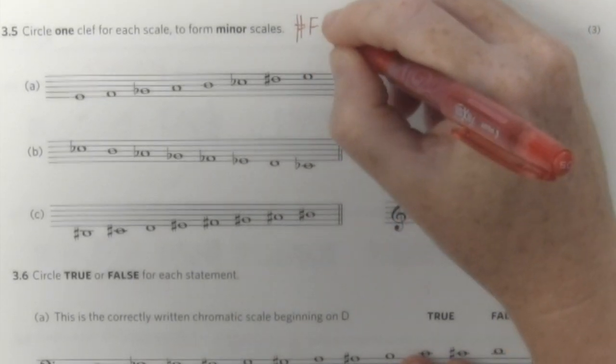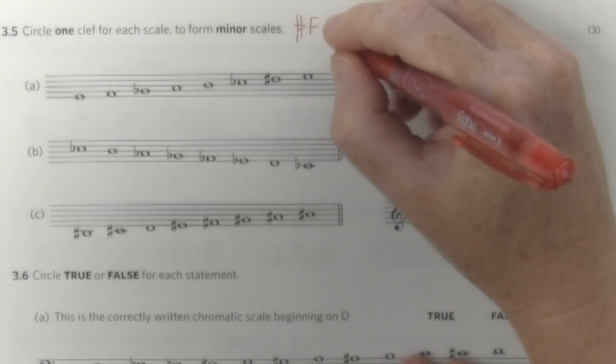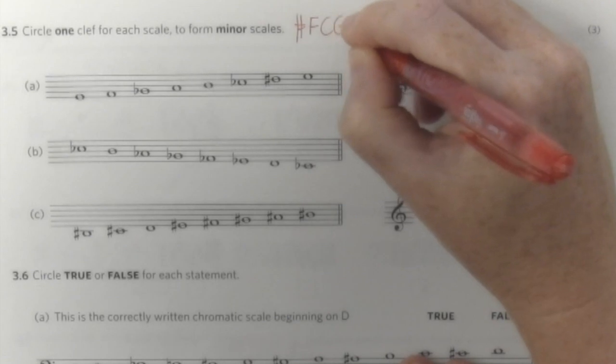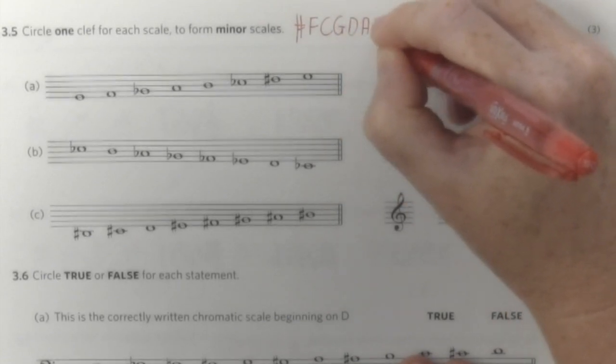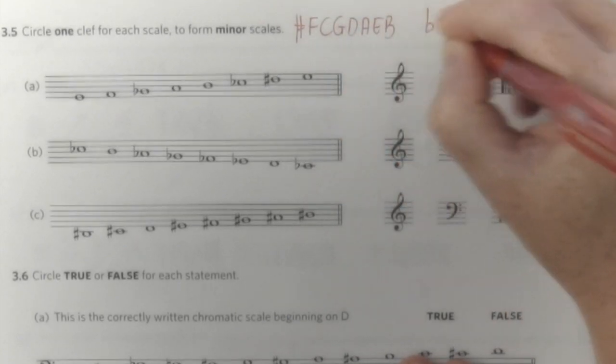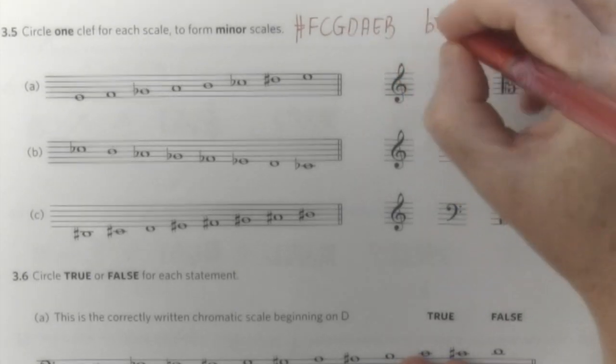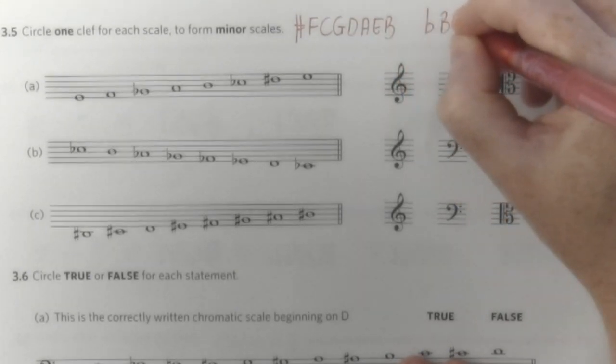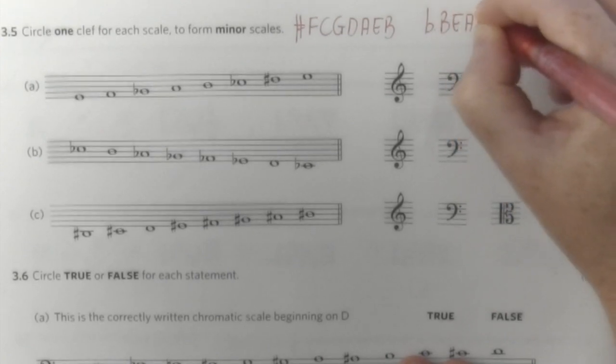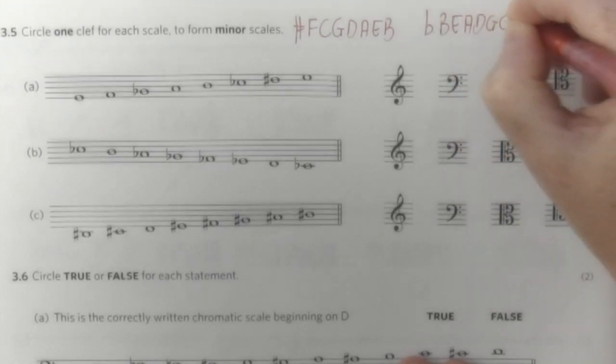First, the order of sharps and flats. That is absolutely vital. Fa, do, sol, re, la, mi, si. And then the sharps, the flats are the sharps in reverse. So si, mi, la, re, sol, do, fa. Okay.